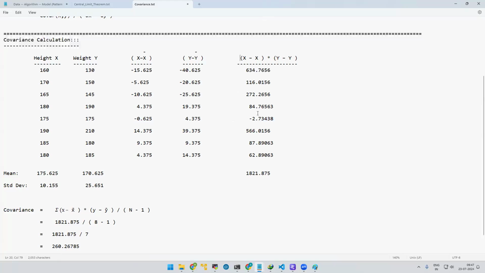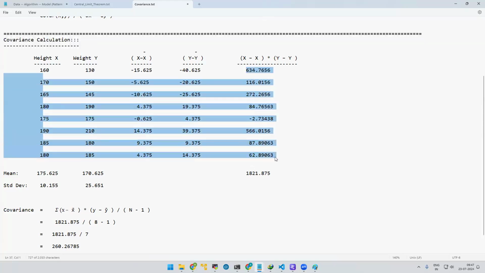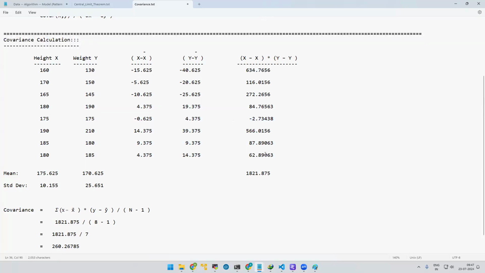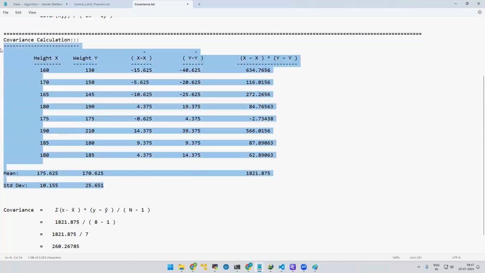Then we need to calculate the summation of this. So for this particular column, we need to apply addition and get the whole sum, the total summation. This is 1821.875. We got 634.7656 plus 116 plus 272, and we keep on adding like that to get the summation. Any questions? I think this part is clear, right?